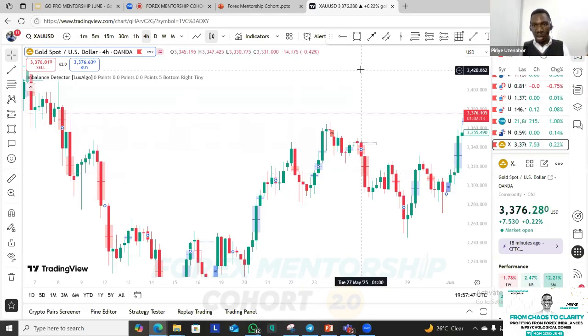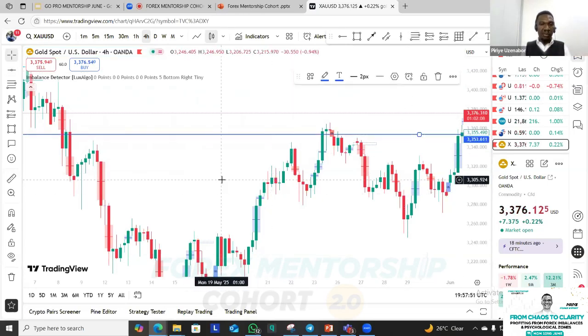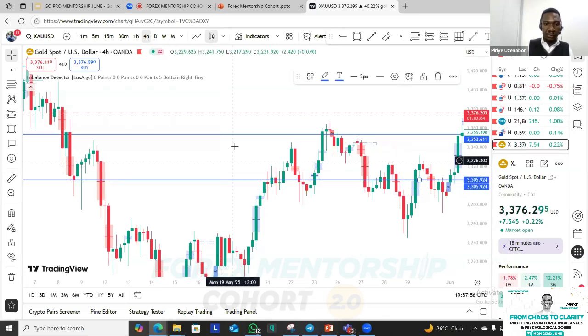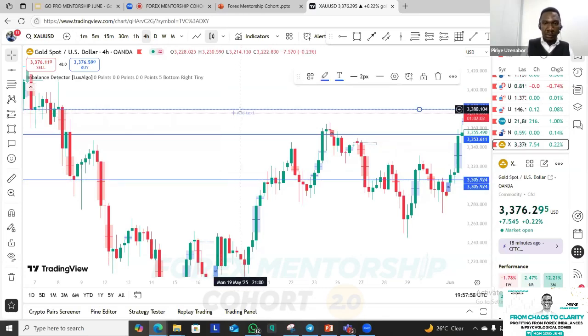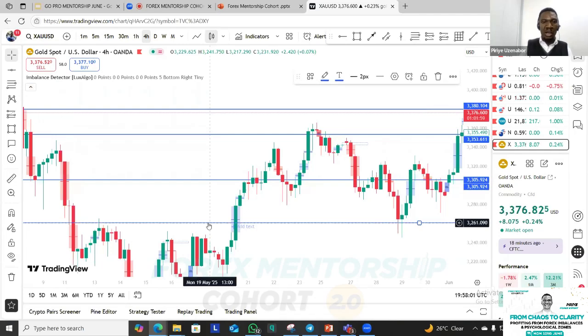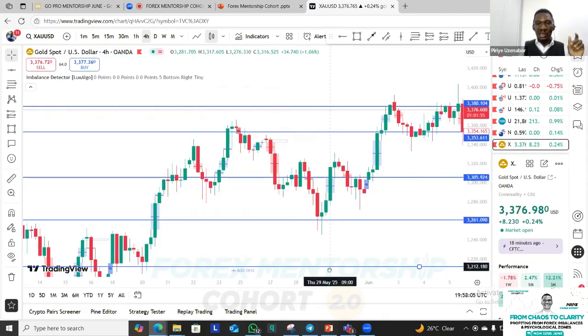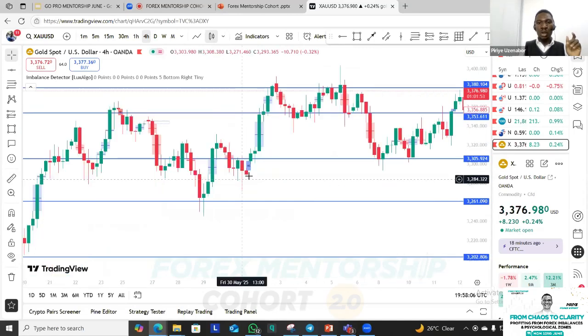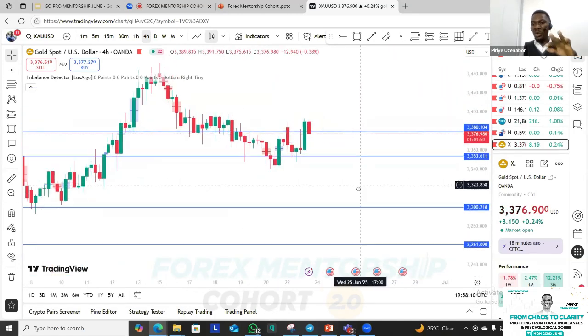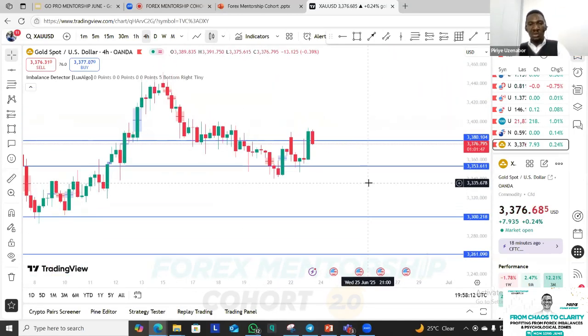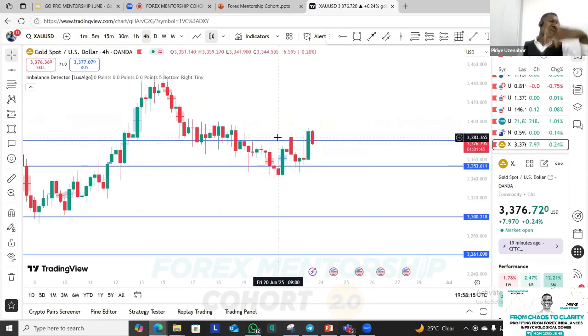How do you draw that? Just come to one of your lines right here, horizontal line, place it here. Just do Alt+H as much as you can. We have another Alt+H here. So we have all of these lines in place. Now you can begin to plot these lines to capture what? The psychological levels of gold. I'm just going to plot maybe 3 of them, just to show how to plot it.